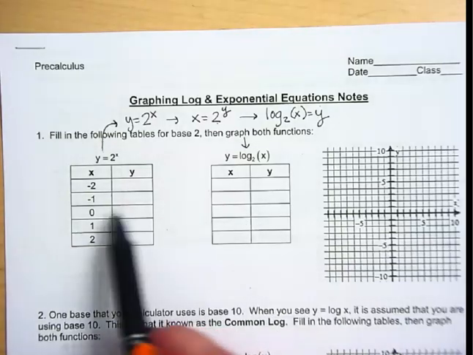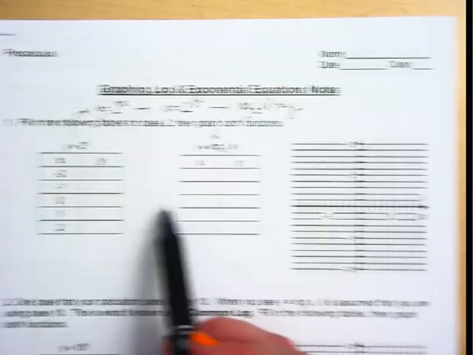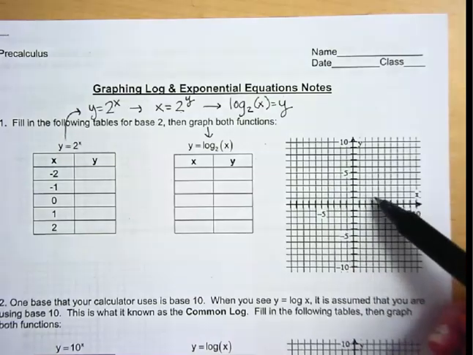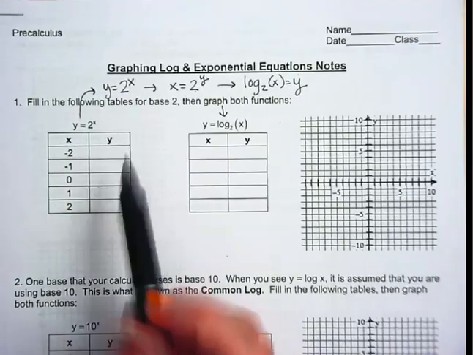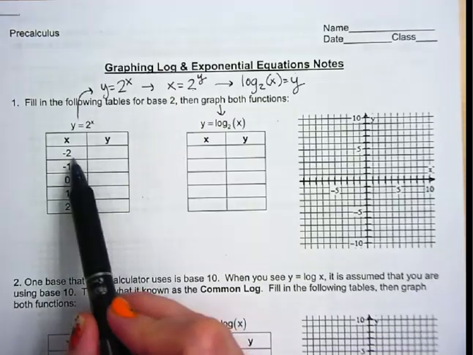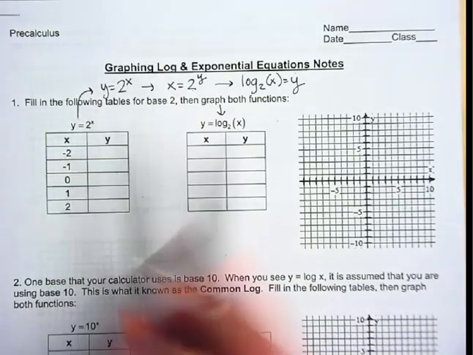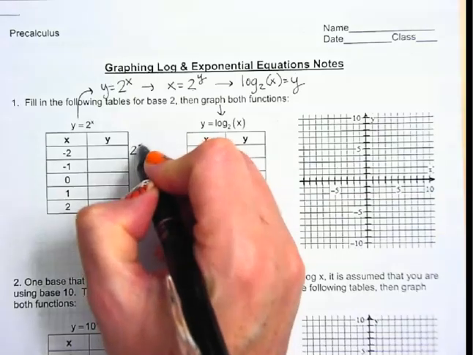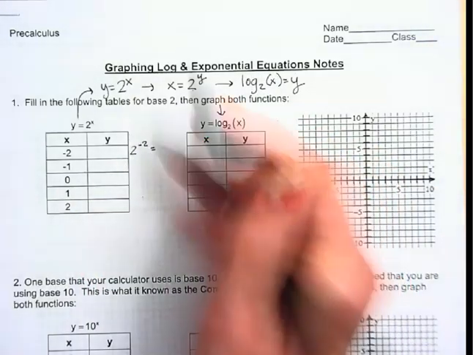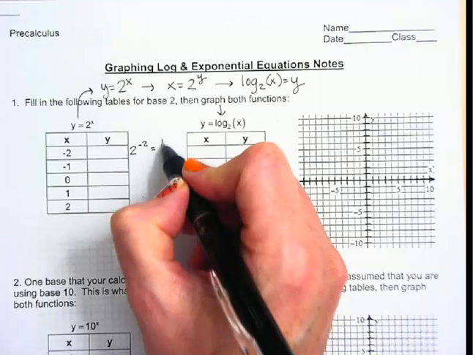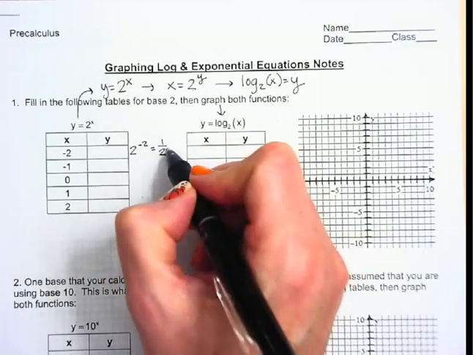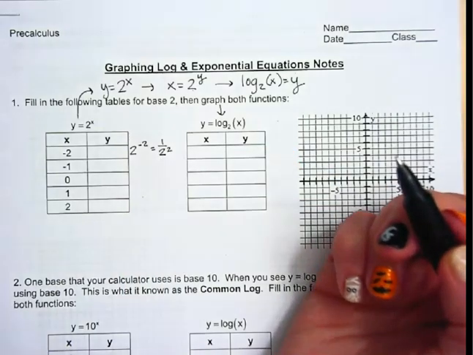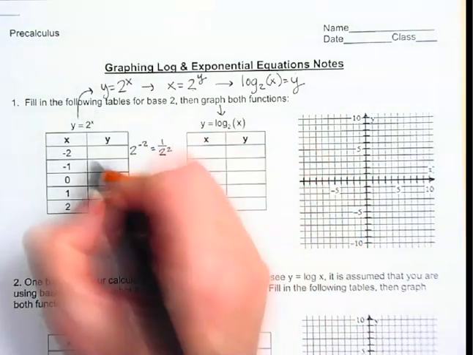And we're going to create xy tables for these two equations. We're going to graph both of them on this coordinate plane and see how they compare to each other and what properties are happening. So for this first one, we're going to create this xy table. If I plug -2 in here for x, I have 2 to the -2. Our negative exponent rule says that means to flip the base, so 2 becomes 1 over 2, and change the sign on the power, so it becomes +2, and that's going to give me 1 over 4.